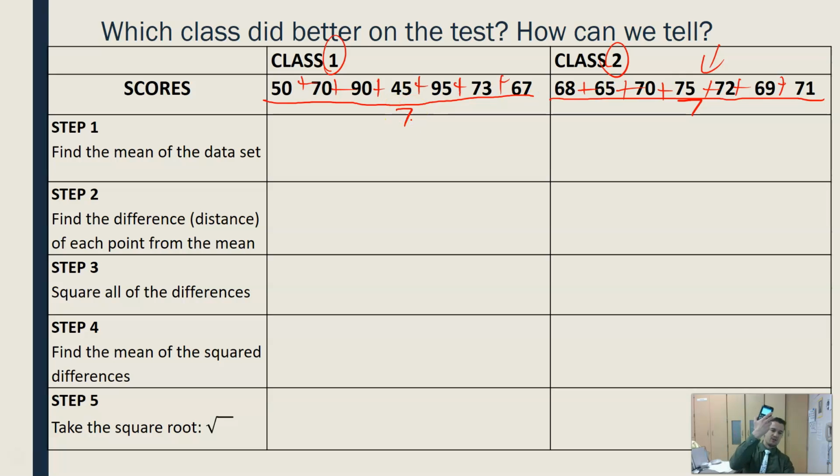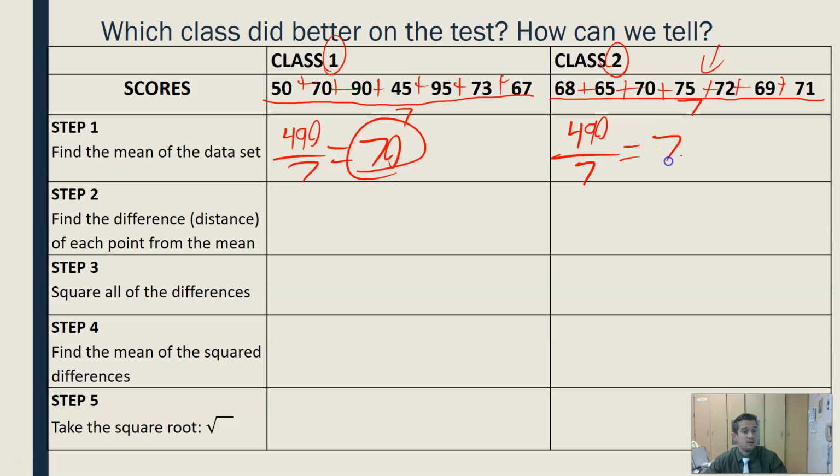So I'm going to take my handy-dandy calculator. You can use your phone, you can use Desmos, whatever you want. I'm going to take 50 plus 70 plus 90 plus 45 plus 95 plus 73 plus 67. That's 490 divided by 7 total data values. That's going to give me a mean of 70. So the average score on the test is 70% for class 1. For class 2, I'm going to take 68 plus 65 plus 70 plus 75 plus 72 plus 69 plus 71, and I get 490. So 490 divided by 7, I get the same average for both classes. They both have an average of 70%.